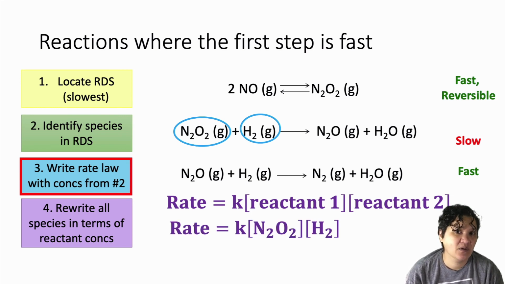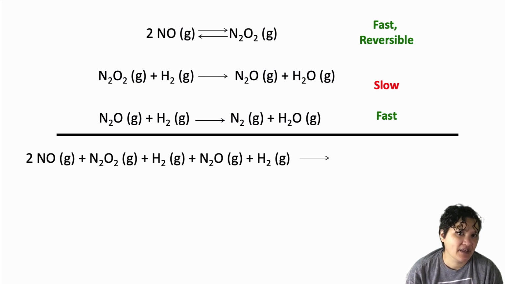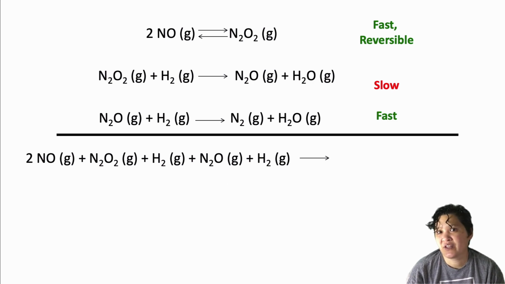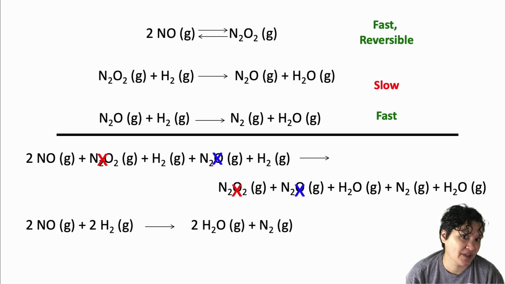And now we're on to step 4. Let's write the net equation for this reaction. If you add up everything on the reactant side, this is what you get. And then you add up everything on the product side, and you get this. We can cancel out the N2O2, that's an intermediate. We can cancel out the N2O, that's also an intermediate. And here is what we're left with.